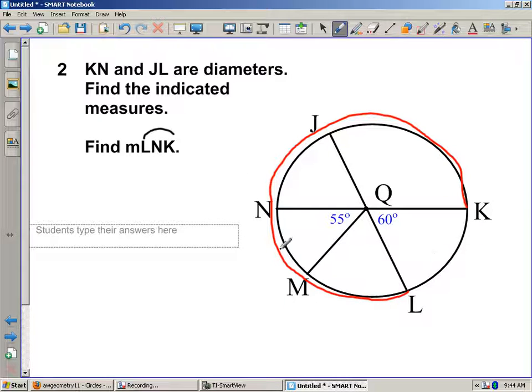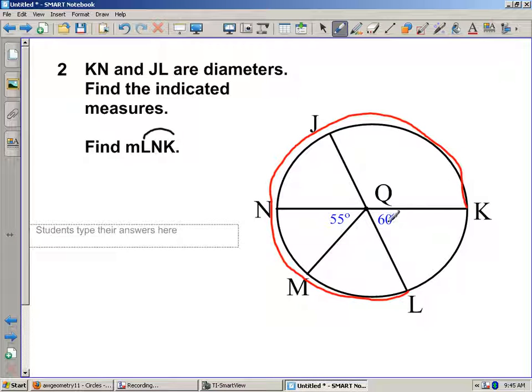Well, I know that from N to K is 180 degrees. I know that for a fact. All right, so that's 180 degrees. I also know that this is 55. Well, we also know that NK is 180 degrees down below here. So to find the missing piece, I have to subtract 60 and 55 from 180.